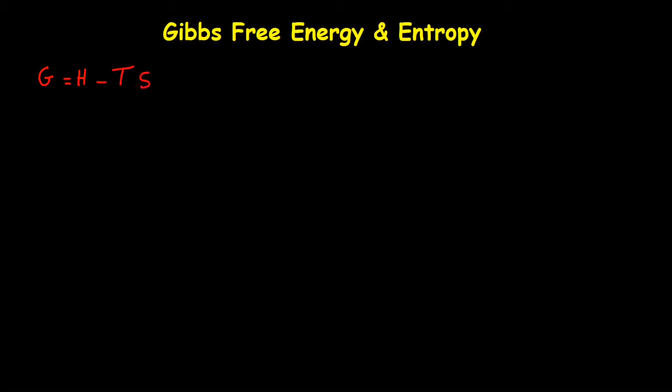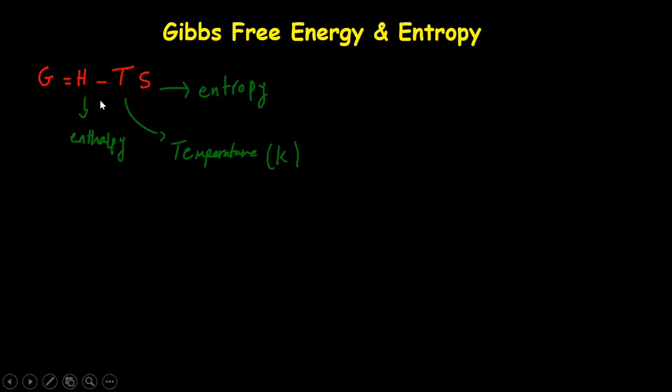G is Gibbs free energy, H is enthalpy, which in my previous video I explained, what H is and what delta H is. T is temperature in Kelvin, and S is entropy. To understand Gibbs free energy, firstly, I will briefly explain what entropy is.